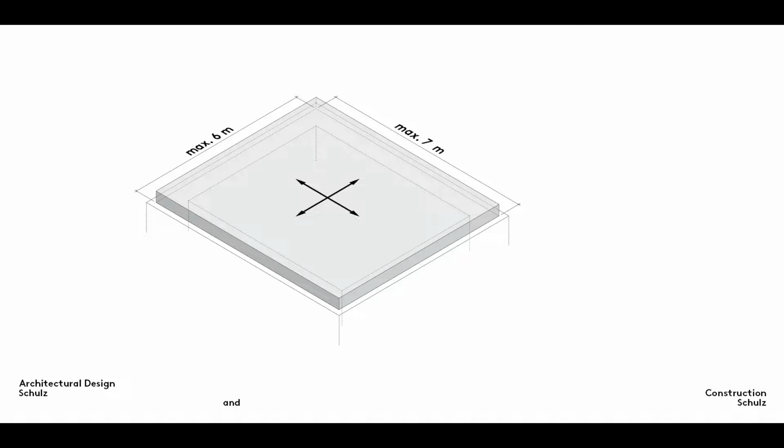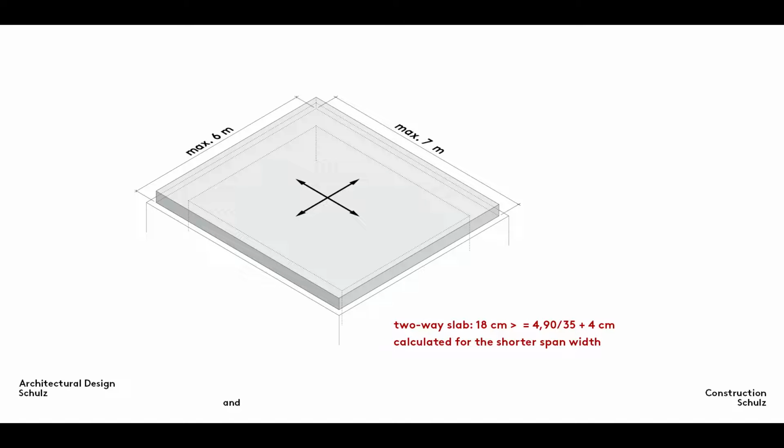When a reinforced concrete slab carries its load in two directions, we call it a two-way slab. Its maximum span width should not exceed 7 meters. The thickness of a two-way slab is calculated on the basis of its shortest span width using the same formulae as for a one-way slab.